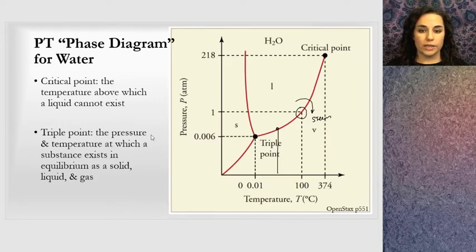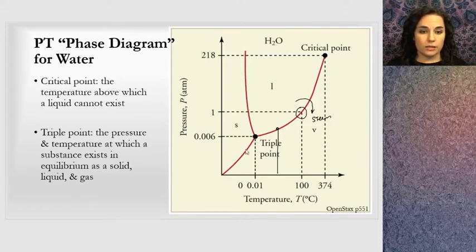The triple point down here is the pressure and temperature at which a substance exists in equilibrium as a solid and a liquid and a gas. You can see that's where all three of these lines converge, right here at that point. So it will be a solid and a liquid and a gas at 0.01 degrees Celsius and 0.006 atmospheres of pressure. All three will exist there.